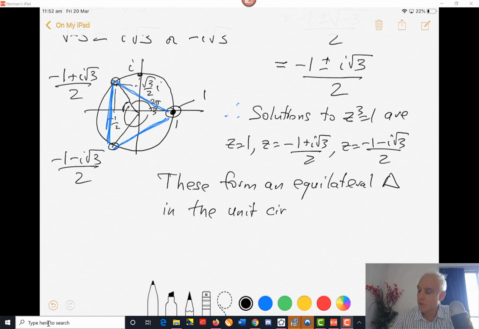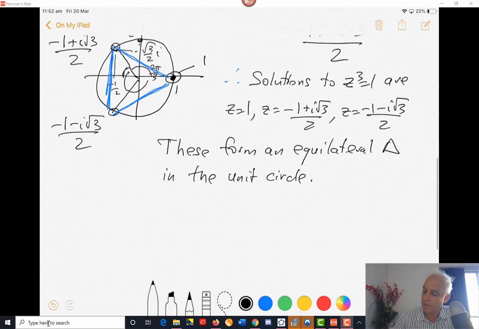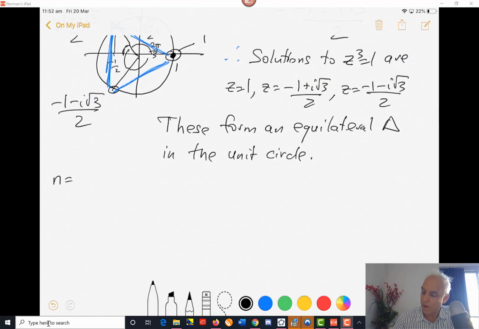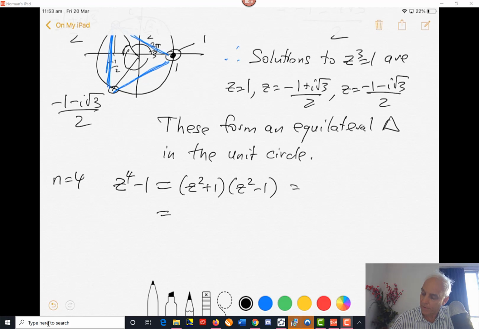Excellent. Okay, great. So what about the next one? Let's go to n equals 4. Now we're talking about z to the 4 minus 1. Well, we could start by factoring that. That's a difference of squares, so it'll be z squared plus 1 times z squared minus 1. And, okay, can we factor that? Well, one of the factors is easy to factor. We get z minus 1 times z plus 1.